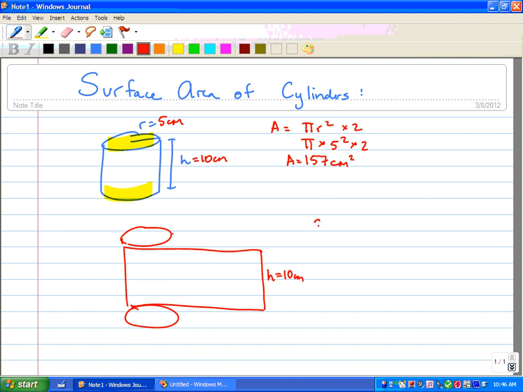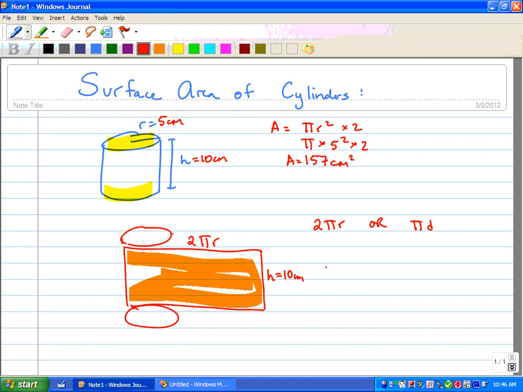So we can go 2 pi r or pi d. D is diameter, r is radius. All right, so we know that. And then we're just going to multiply it by our height to get the area. So this is going to be 2 pi r, and we have to multiply it by the height to get the total area in our rectangle.